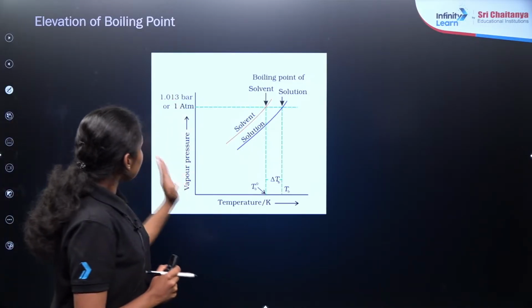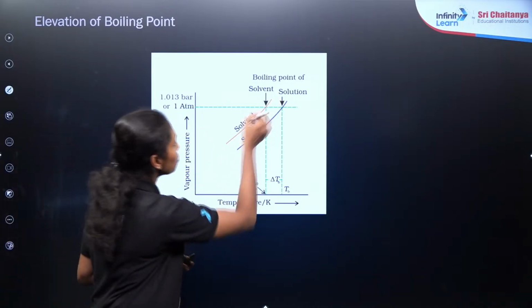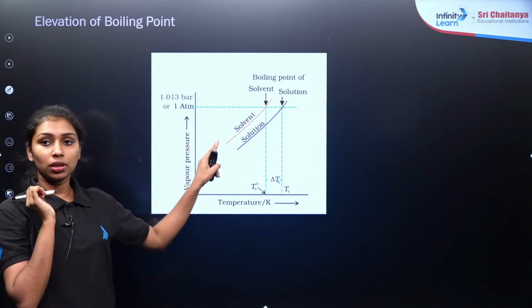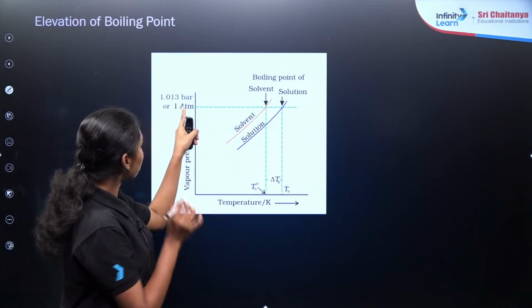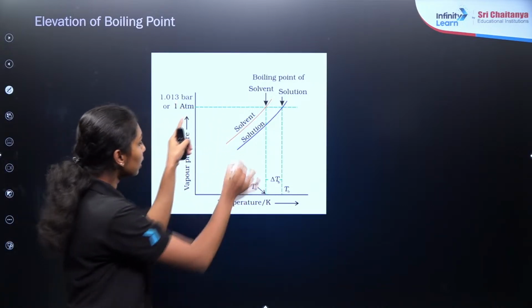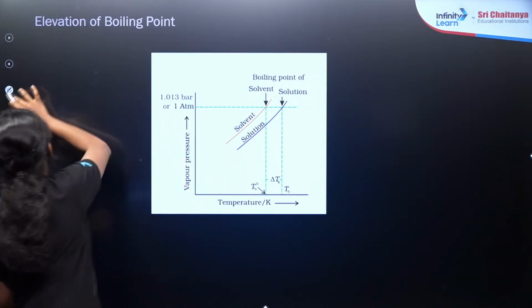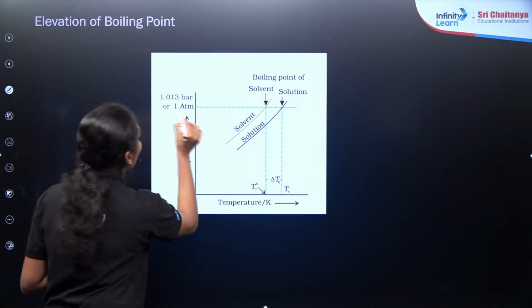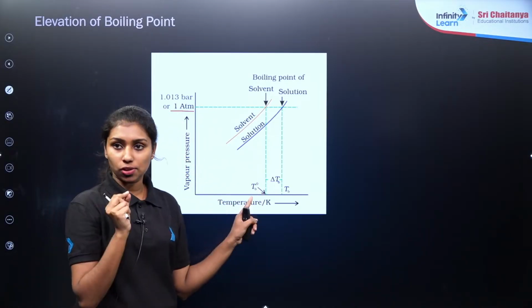If you are taking the temperature versus vapor pressure graph here, this orange one represents the solvent vapor pressure. If you are taking the 1 atmosphere pressure here, you can see the particular temperature at which this vapor pressure is equal to 1 atmosphere is known as the boiling point of the pure solvent, which is denoted by TB0. The zero stands for pure solvent, right?